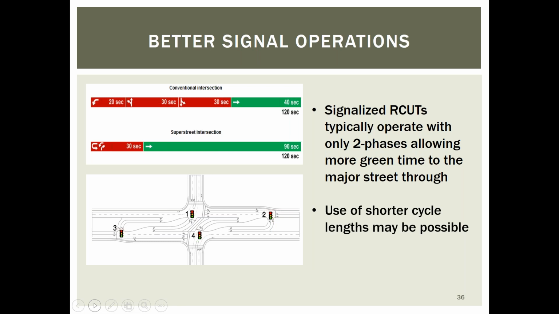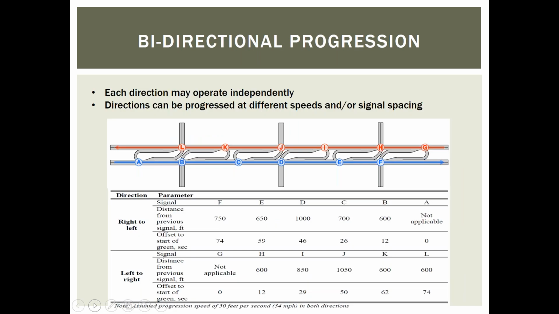Two-phase signals can possibly allow us to go down to a shorter overall cycle length. That might greatly reduce overall delay. Shorter cycle lengths can also reduce delay for pedestrians. It gives more opportunities for crossing, for getting the walk indication. So a lot of benefits of going with shorter cycle lengths, and certainly benefits with going with more green time for the major street through movement.